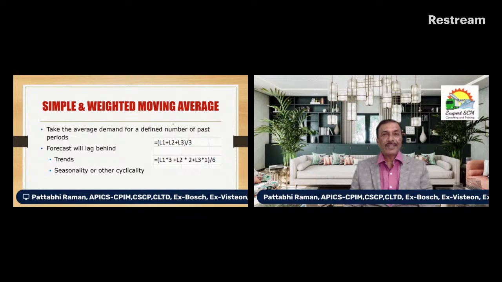Take the average of the last 3 or 4 months and then use it for the future month or months. Otherwise, you can use a weighted average, like taking last month times 3, the previous month times 2, and the second previous month times 1, divided by 6. Or you can use a multiple weightage. The only thing is, we are giving more weightage to the actuals which happened in the latest month.